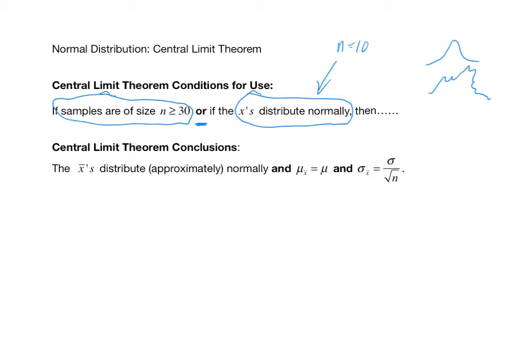Then, if one of these two things applies, the conclusions of the central limit theorem are that the x bars will distribute normally, and mu sub x bar is mu, and sigma sub x bar is sigma by root n. That's the logic of the theorem. Let's now see if we can get some understanding of what exactly it is saying.